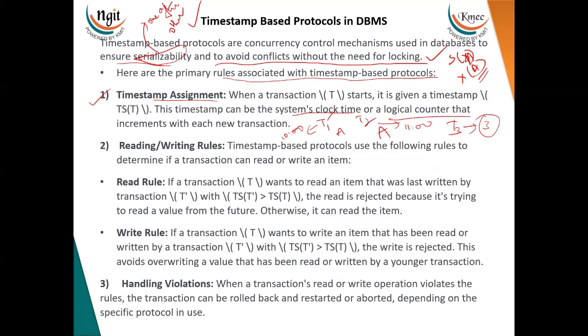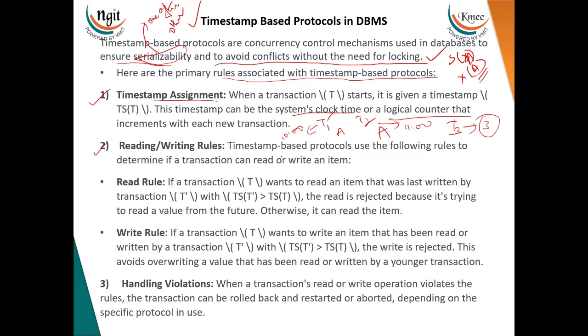And then this timestamp is not only used for deciding the order of transaction executions, it is also used for recording the information that at what time the transactions have made the read and write operations on the data item. The last time at which the operation was made by the transaction is also recorded by the database management system. Now let us see what is the second rule.